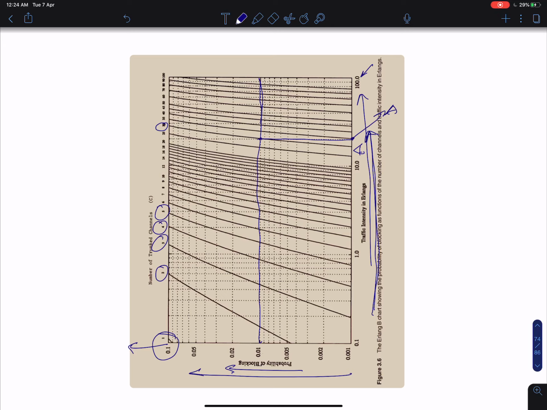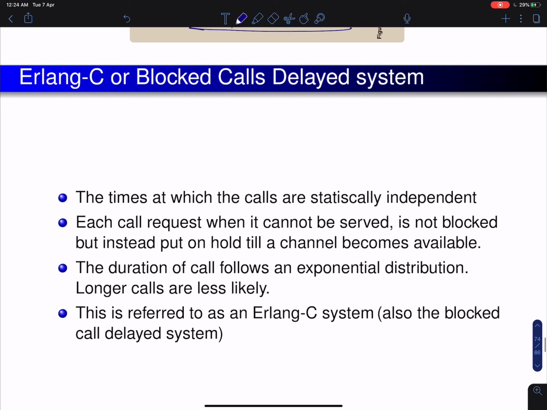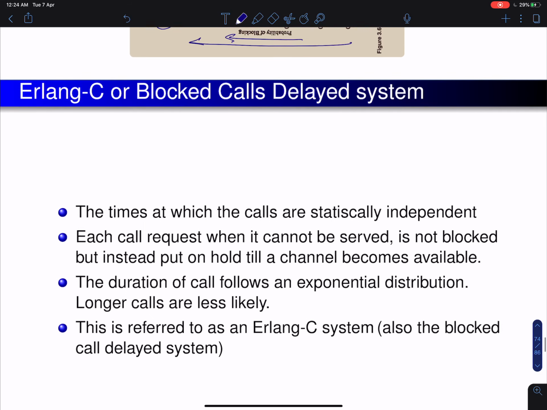Okay, so you can see that normally you will also have a table wherein the values will be directly written. Instead of a graph, you can also be given a table, an Erlang-B table. You can read from that as well. Okay, so that's it about the Erlang-B system. So this is one way of characterizing it.